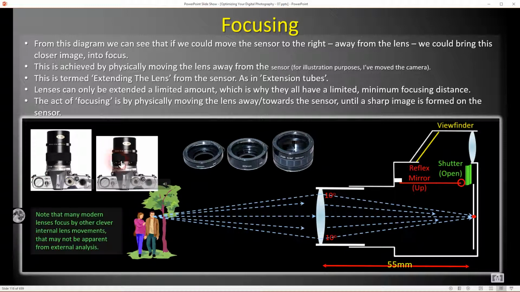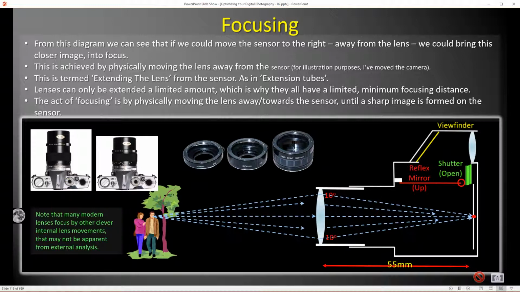Now these illustrations here are for the old type of manual focus lenses. Many of the modern lenses have got internal elements that carry out the same function, and so when you look at them, you don't actually get that physical change in size.